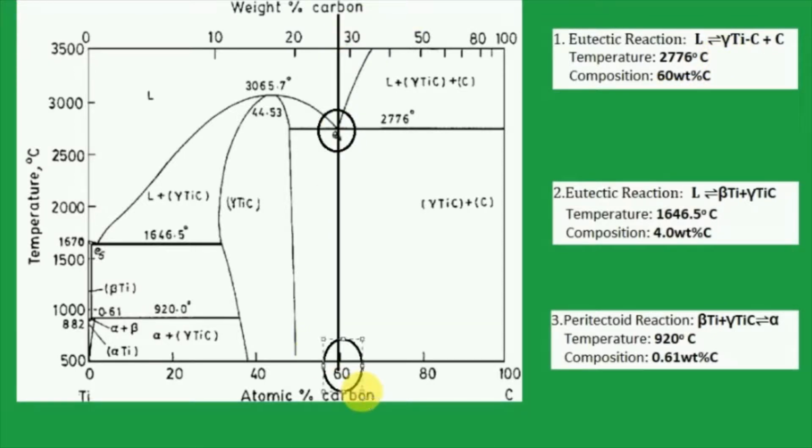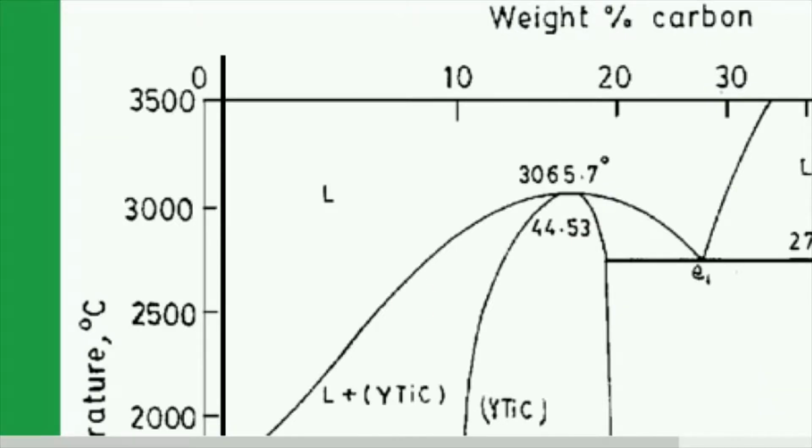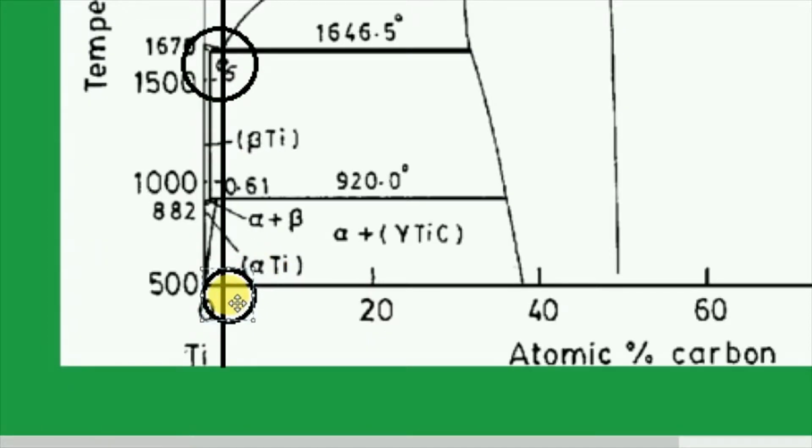at this point. Okay, look at the second eutectic reaction, which is the reaction between liquid and beta titanium plus gamma titanium carbide. At this point, which occurs at a temperature of 1646.5 degrees Celsius, the composition is 4% carbon. Around this point. Okay.